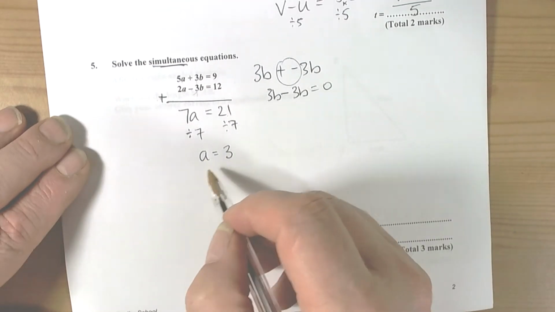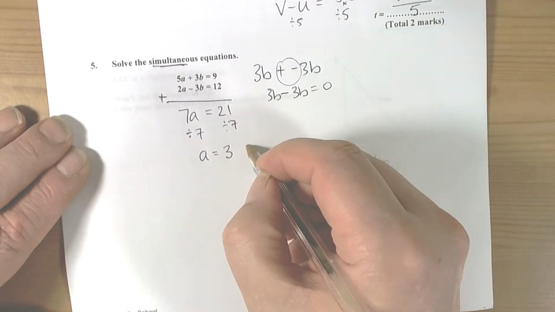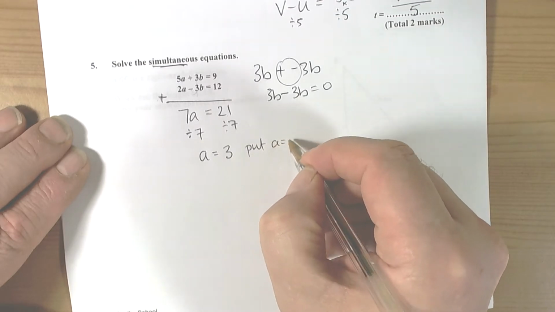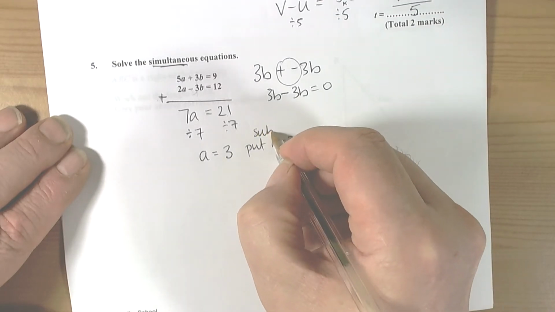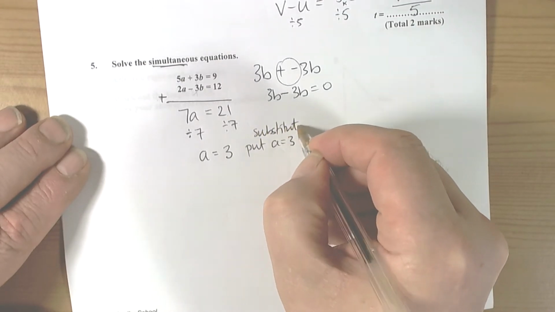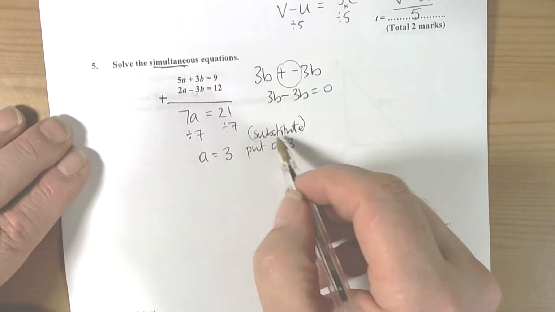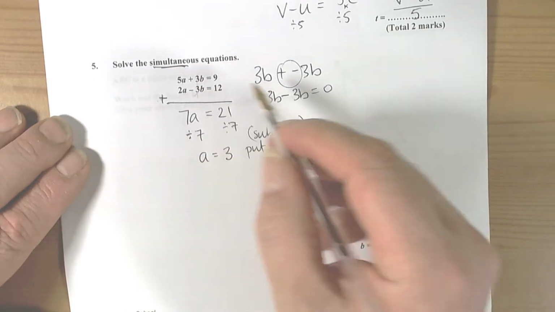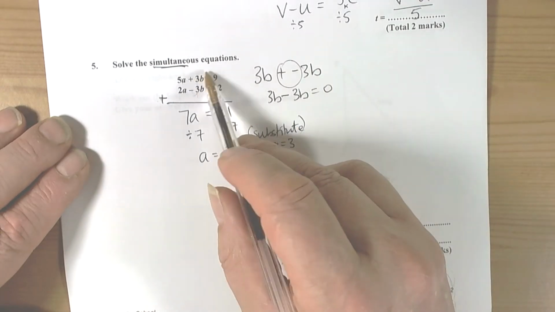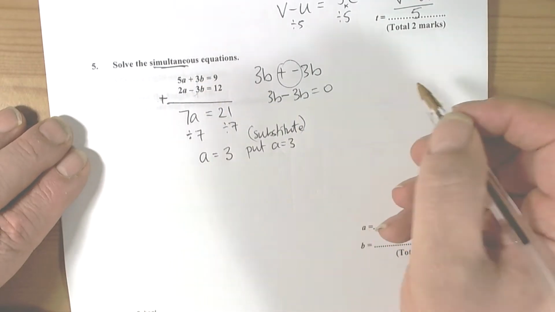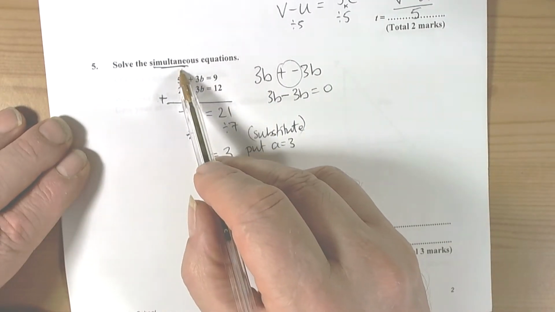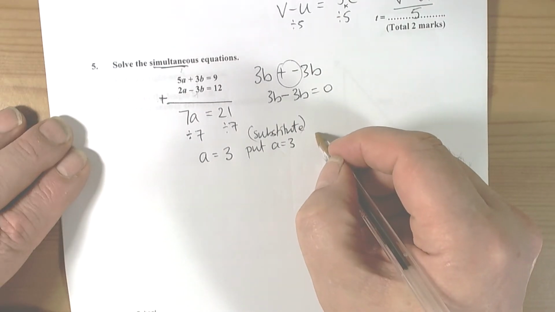Now, once we know the value of one of the letters, we put a equals 3, or substitute, whichever way you like to think about it. So we're substituting the a equals 3 value into one of the equations. Now it doesn't really matter which equation we choose because it's got to work for both anyway. That's the aim of simultaneous. So I'm going to put it into the top one.